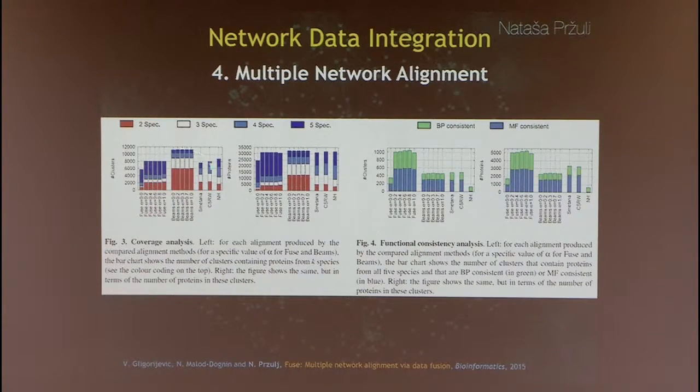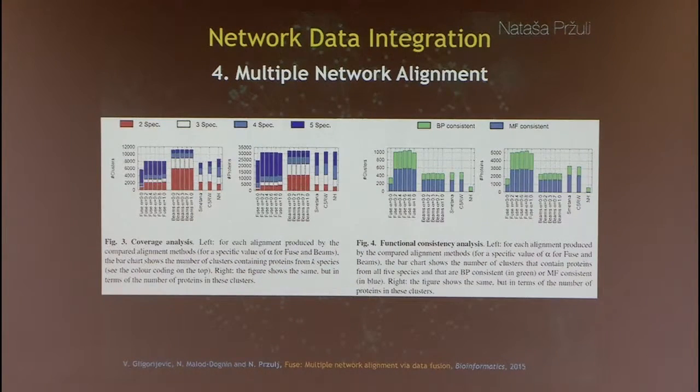And you see that compared to other methods, we have fewer clusters, but they contain nodes from all 5 species. Then over here is the number of proteins in those clusters. Even though we have fewer clusters, we have just as many proteins as, for example, BEAMS and other methods. So coverage of fuse is really nice.